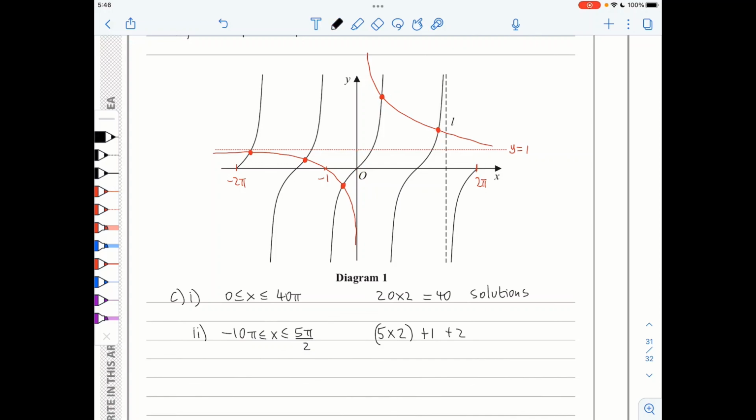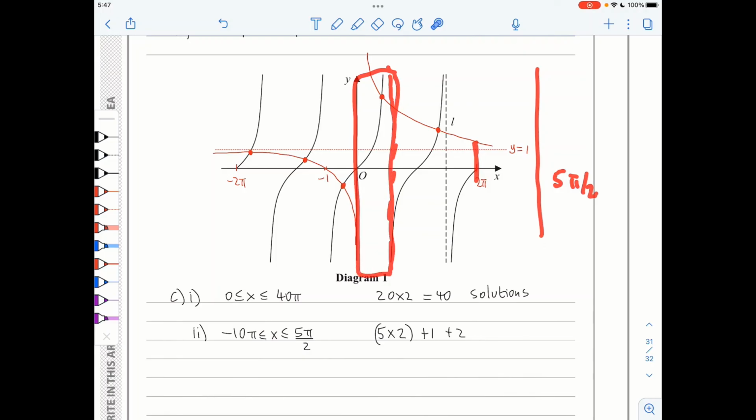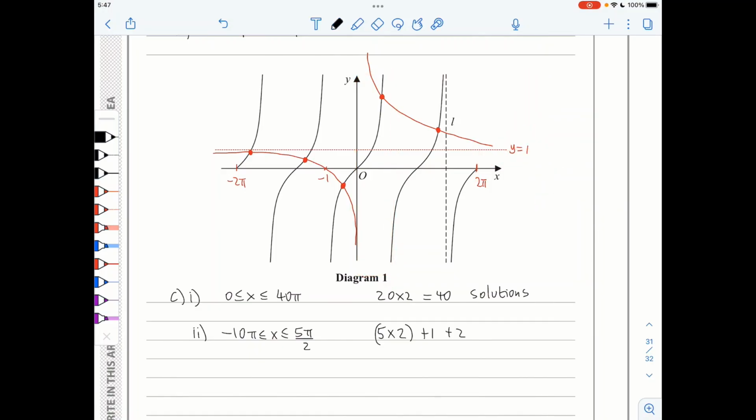And then from 2 pi to 5 pi over 2, well, we will be having another solution, because essentially it's gonna be this part here repeating over here. It's gonna be like this. So I'll be having another solution here between 2 pi and 5 pi over 2. So plus another 1. So it's 10, 11, 13. It's gonna be 14 solutions all together.